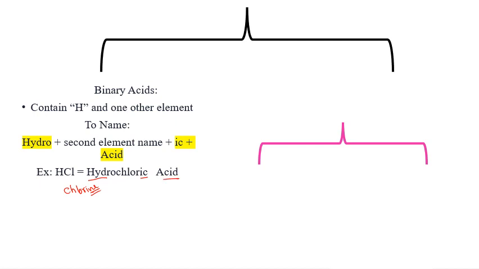Okay. So another example is HF. How can we name it? That's a binary acid as well. So we have to start with hydro, and the fluorine will change to fluoric acid.